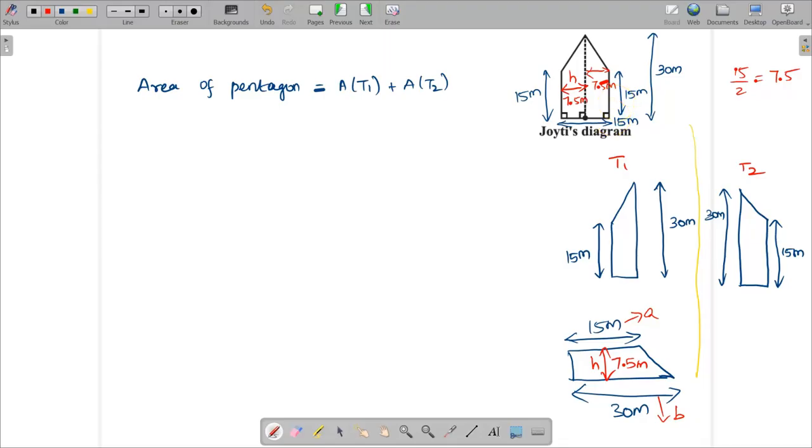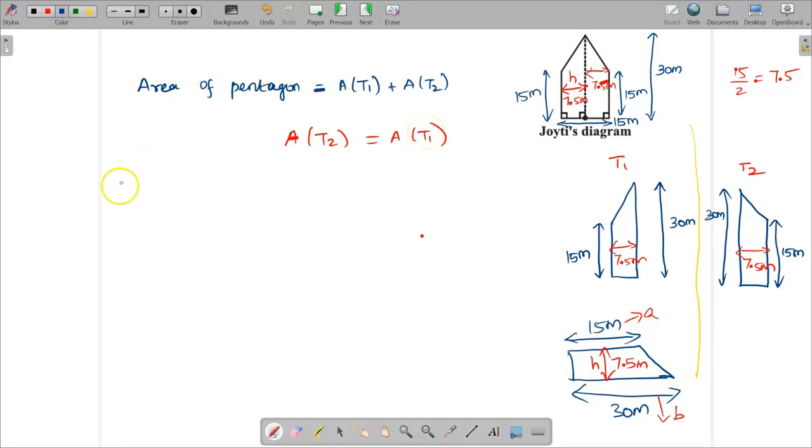Coming to the formula again, the area of the pentagon is the area of trapezium 1 plus the area of trapezium 2. And since it has been symmetrically divided, when we find the area of trapezium 1, definitely the area of trapezium 2 will also be equal. Why? Because the parallel side lengths here are 30 meter, here also 30 meter, here 15 meter, here also 15 meter. Here the height is 7.5 meter, here also the height is 7.5 meter. So in simple terms, the area of trapezium 2 is equal to the area of trapezium 1 because both have the same measurements.